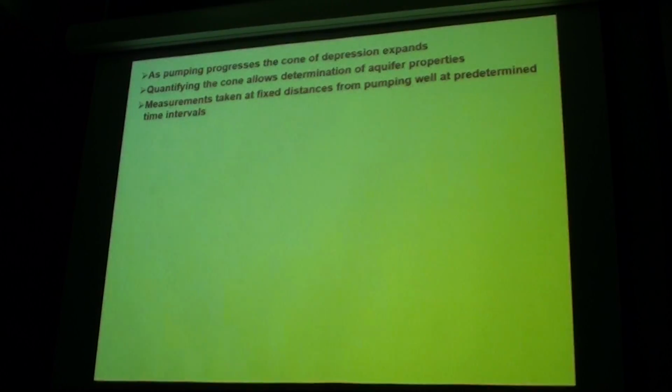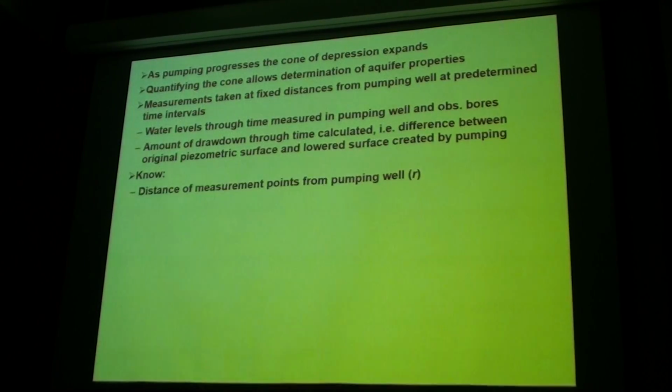Brilliant. Okay. So it's quantifying this cone, as I said before, and getting some values from the change of this cone over time. That is going to give us our T, our S, and our K, those really important parameters that we need to know for the groundwater modelling. We need to know them to tell us what our aquifer is doing, how it's behaving, and how it's going to behave in the future as well. It's taking measurements during the pumping testing, at predetermined intervals, at set distances from the pump well, through observation bores that are constructed around it, that we get that information from. I'll talk about that as well.